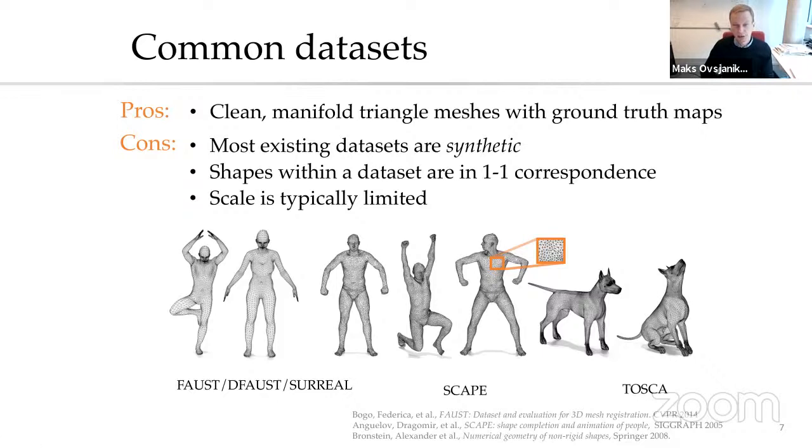And this means that you have to be very, very careful when you're doing learning, because it's very easy to overfit. And also the typical scale of data sets that we have is quite limited. So there are not so many data sets with hundreds or thousands of non-rigid shapes that have ground truth correspondences. And this is a real challenge, and this will come back again and again in the rest of my talk, basically how to deal with this.